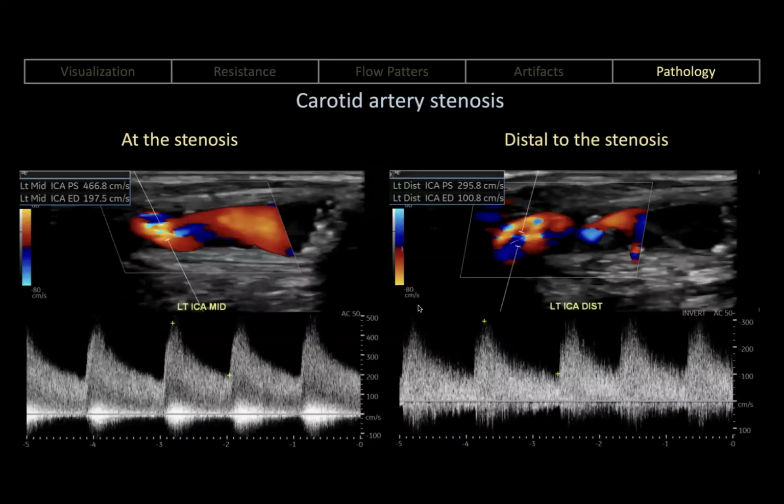Now, here's another example of carotid artery stenosis. It's going to have the same pathology. Here we can see probably laminar flow right at the area of stenosis. We can see this vibration artifact occurring during systole. And then what happens when you go more distally? We can see this choppy, filled in spectral window. This is the distal turbulent waveform pattern.